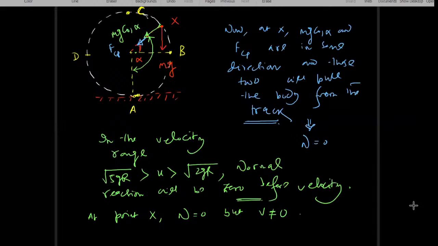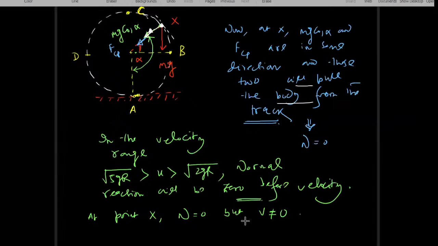Sir, explain that blue part once again. See, this is the surface in contact, no? Yes, sir. In this surface, if both the component of mg and centripetal force are acting in the same direction, is there any force to press it against the surface? No. So obviously it will leave the contact with the surface. Yes, sir. So that's why I have written, since they are in the same direction, these two will pull the body from the track.